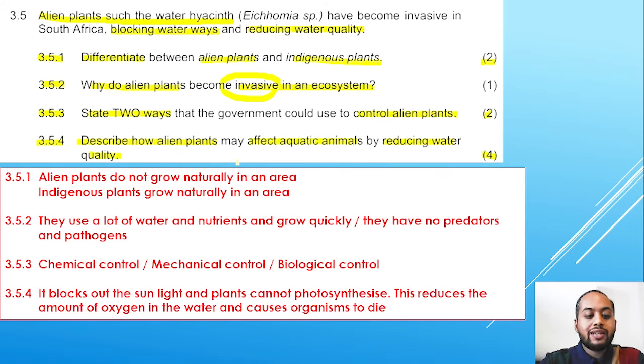So it blocks out the sunlight and plants cannot photosynthesize. This reduces the amount of oxygen in the water and causes organisms to die. Very similar explanation to what we had when we spoke about eutrophication. So when the quality of the water goes down, sunlight will be blocked, photosynthesis will stop, reducing the amount of oxygen, and organisms will therefore die.